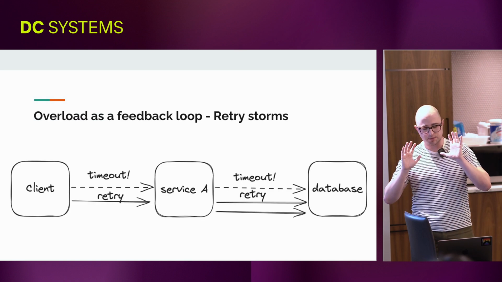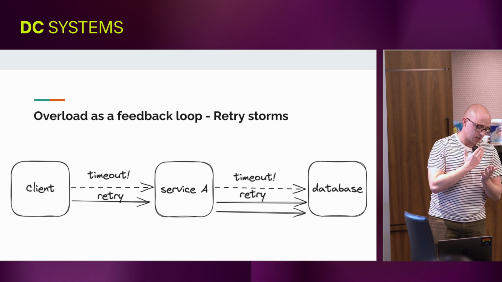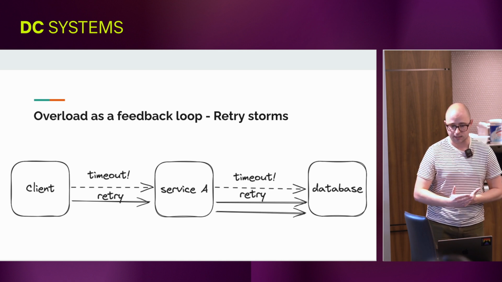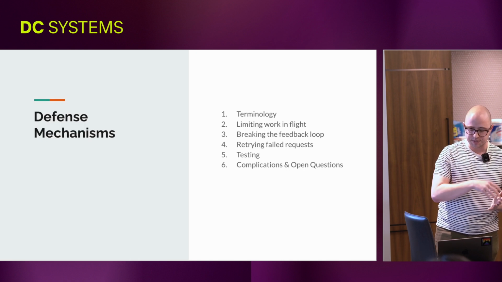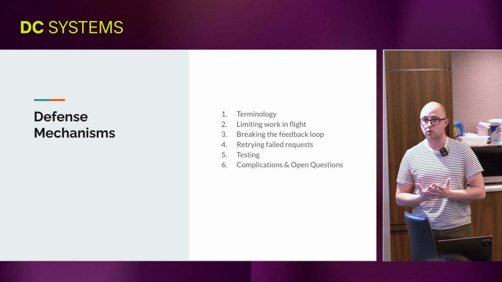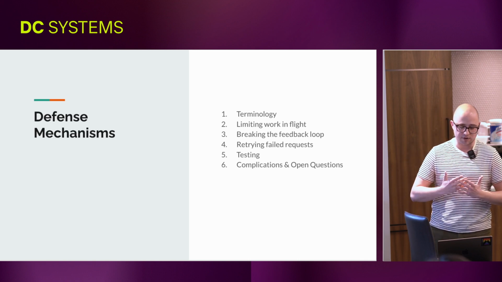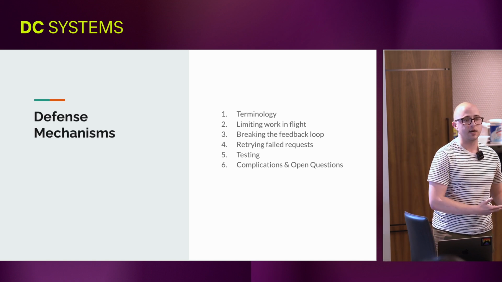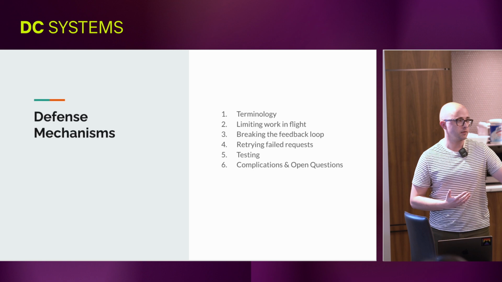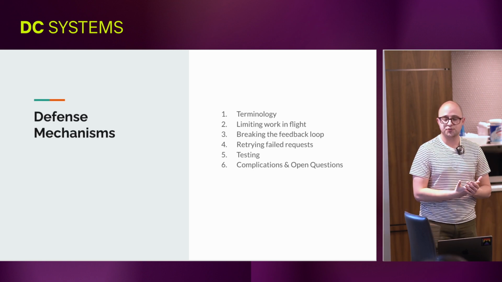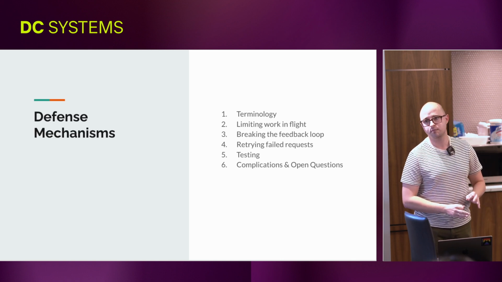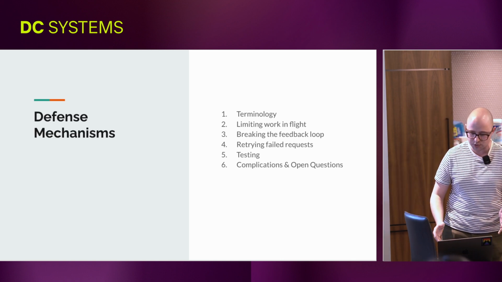So we're going to start with some terminology and then go through a couple of mechanisms for handling this. We're going to go from limiting work in flight, talk about limiting concurrency, breaking feedback loops when you are in an overloaded state, retrying failed requests and how to do so without amplifying load like we've talked about, testing, obviously one of the most important things you should be doing, and then some complications and open questions that I'm not going to bother talking about, but I'd be happy to talk about after the presentation.